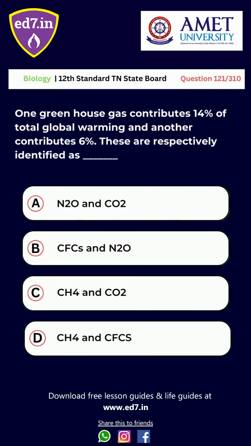Question number 121. One greenhouse gas contributes 14% of total global warming and another contributes 6%. These are respectively identified as option A, N2O and CO2, B, CFC and N2O, C, CH4 and CO2, D, CH4 and CFCs. And the right answer is option B, CFCs and N2O.